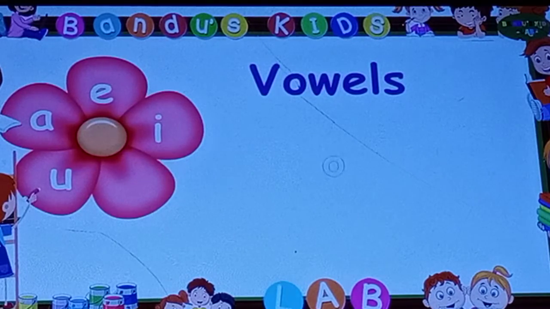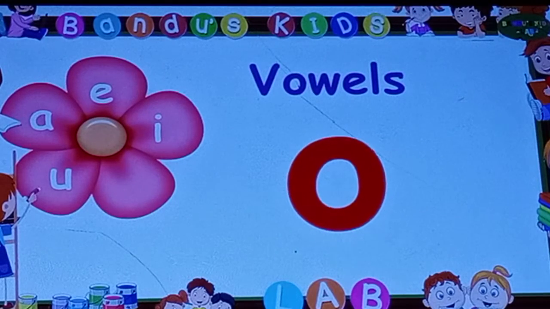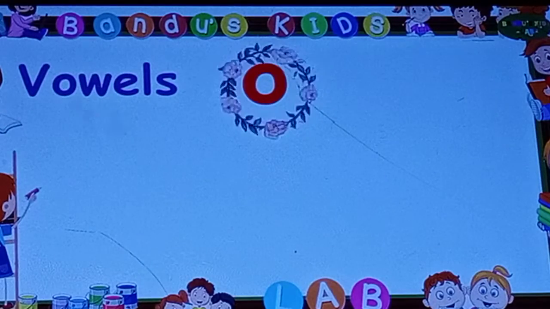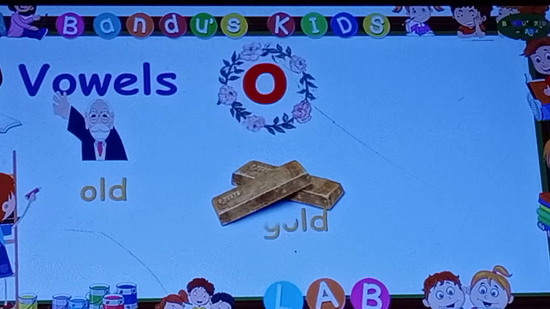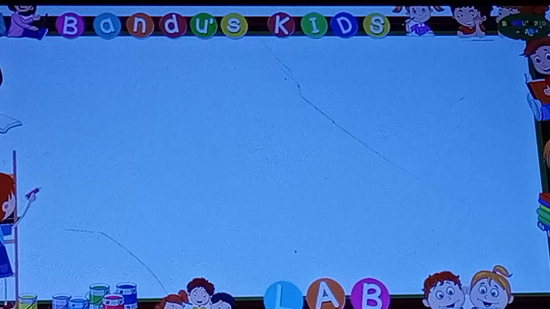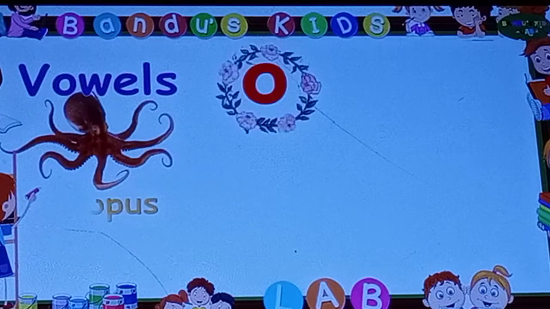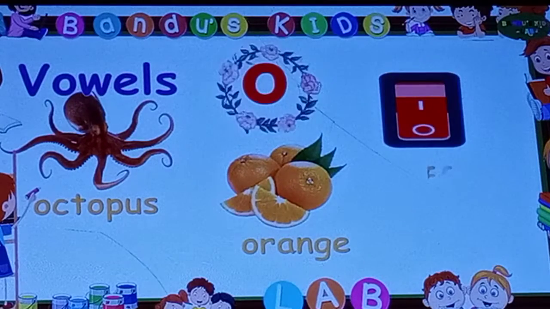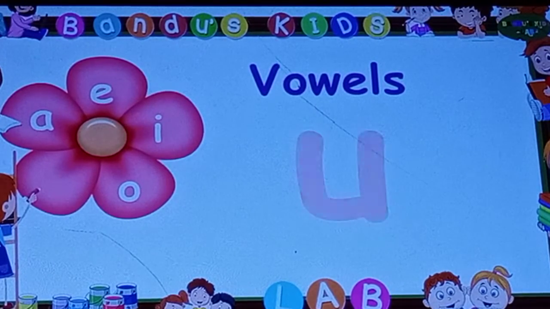Now let's take the fourth vowel. The fourth vowel is O. It also makes two sounds. The first one is O, like old, gold, and okra. The second one is O, like octopus, orange, off.